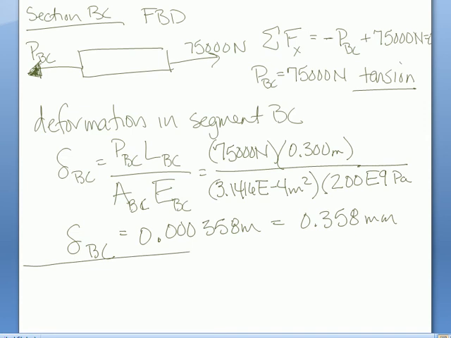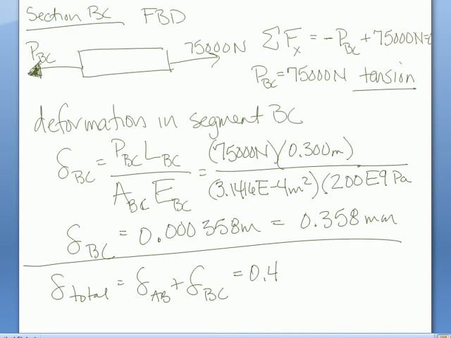Now, overall deformation depends on what happens in the larger segment and what happens in the skinnier segment. So from the earlier part of the problem, the deformation of section AB is 0.468 millimeters. We just determined this deformation is 0.358 for an overall deformation of almost a millimeter.